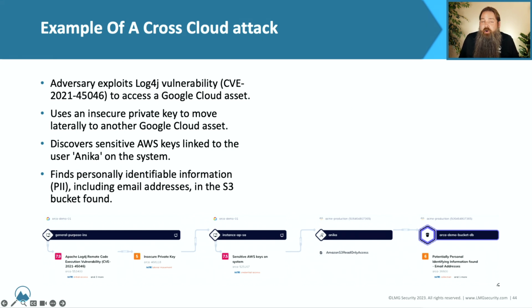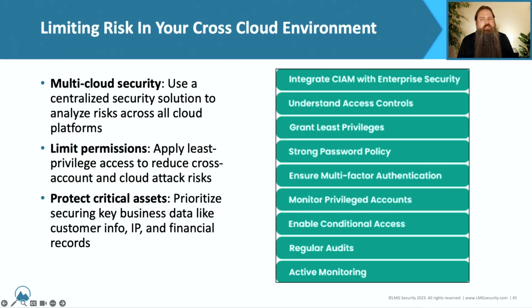They use an insecure private key, and they move to some other cloud asset. Then they discover there's an AWS key listed under another user in that system, and they are then able to get into AWS, get into S3 buckets, find personally identifiable information, and now we're off to the races. And we will have a hard time tracing this back to its original source, that original exploit in the Google Cloud. It really just means that you need to pay very, very close attention to how you're securing these systems.